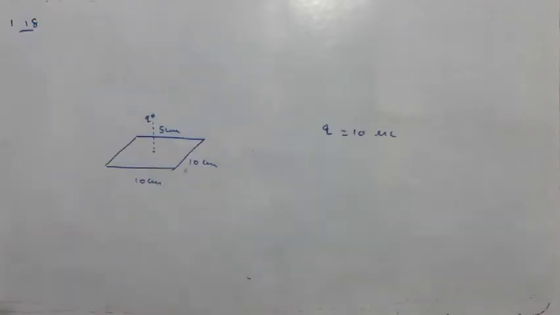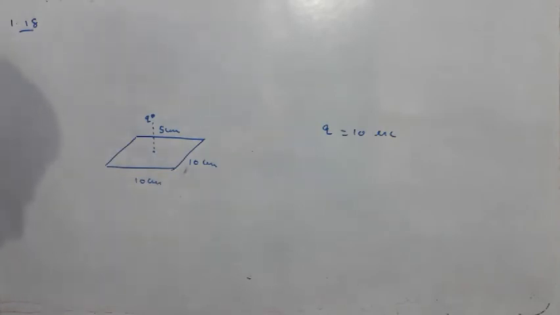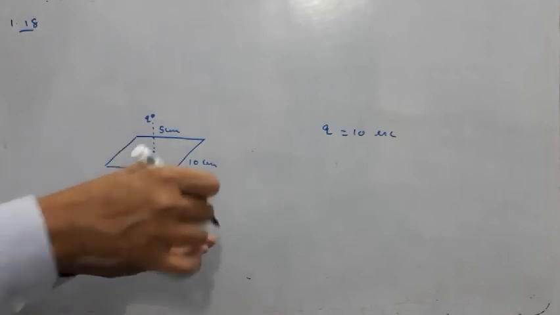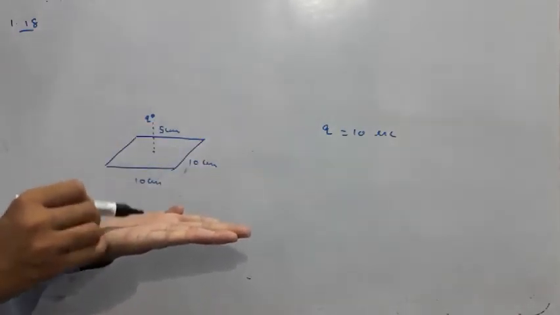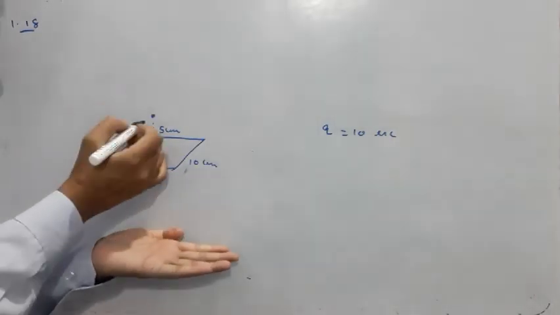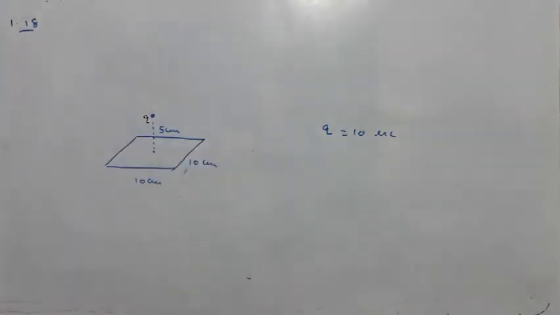Okay. Next we have question number 18, 1.18. There is a square of side 10 centimeter and 10 centimeter. So like this, there is a square of side 10 centimeter. Above the square, at a distance of 5 centimeter from its center, there is a charge Q. And the value of that charge is given, Q is equal to 10 microcoulomb.